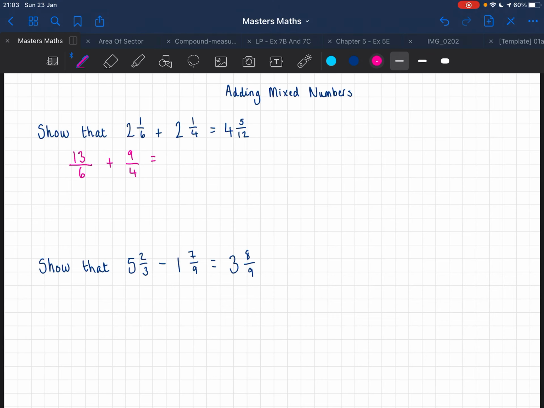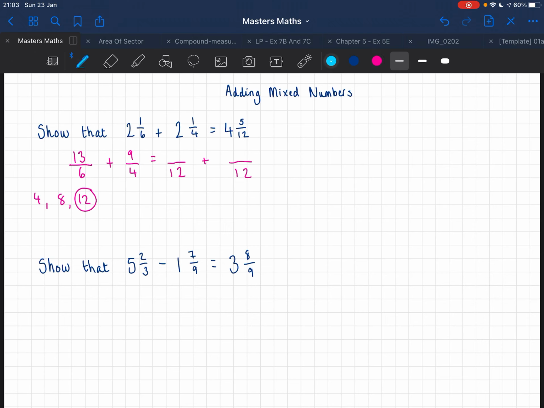So we need the denominators to be the same first. So we need to find a common multiple of 6 and 4. If I just quickly write out my 4 times table, I have 4, 8, 12. Now 12 is also in the 6 times table. So 12 is my lowest common multiple. So I'm going to change both of these fractions into something over 12.